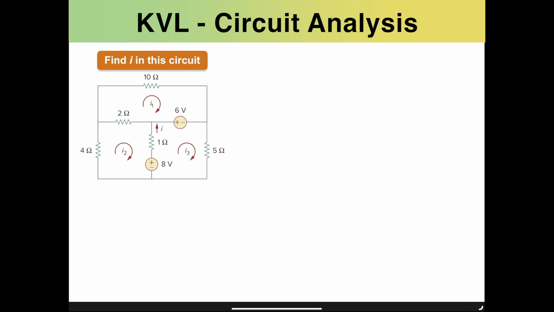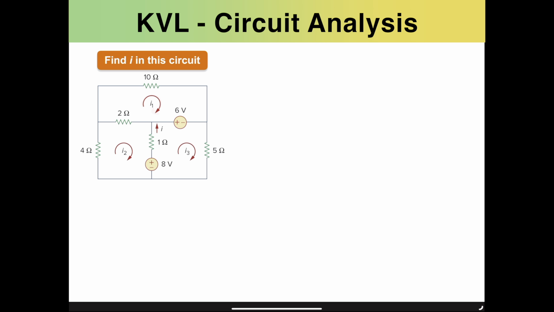We have a complicated circuit that has several loops. As you can see here, you can name I1, I2, and I3 corresponding to three different loops. This has several independent sources as well, such as 8-volt and 6-volt sources, as well as several resistors. In order to solve this using KVL, we need to write KVL for each loop separately.